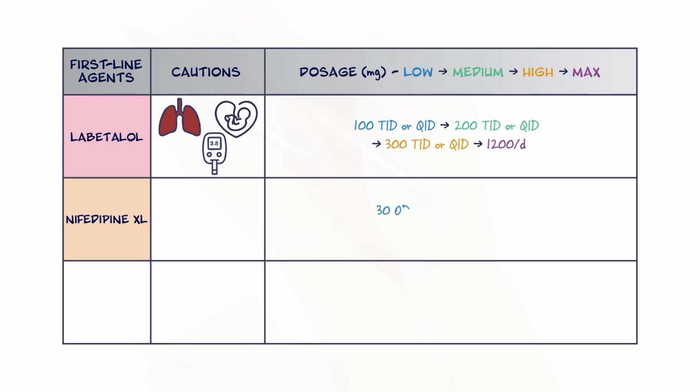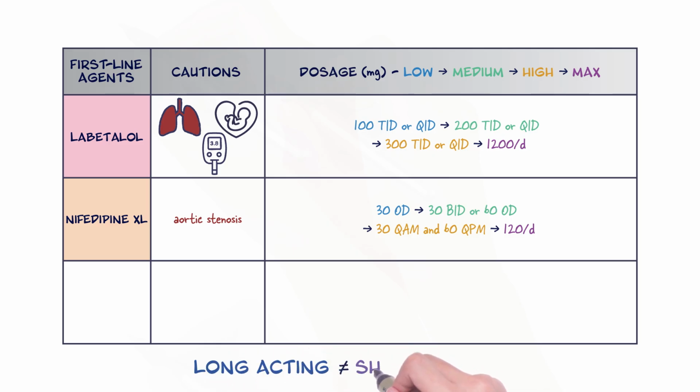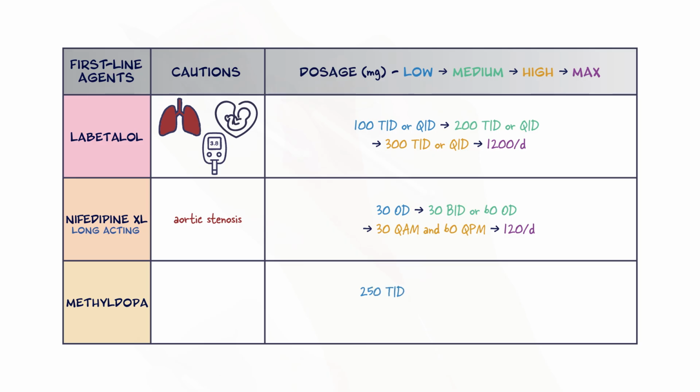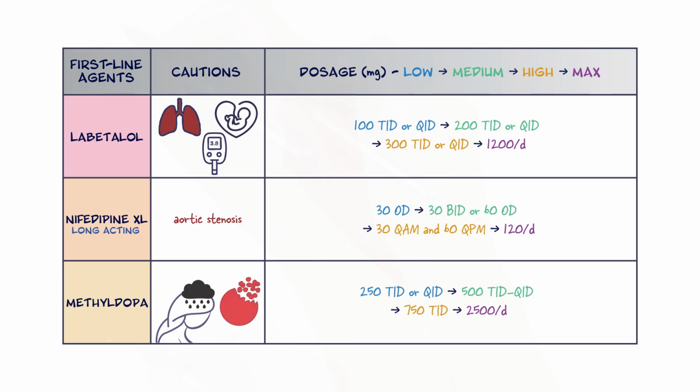Nifedipine XL can be started at 30 milligrams daily and increased as needed up to 60 milligrams every 12 hours. It is contraindicated in severe aortic stenosis. As well, it is important to note this is a long-acting formulation and should not be confused with the short-acting form, which we will discuss in a later slide. Methyldopa can be started at 250 mg TID and increased up to 750 mg TID. This medication, however, may cause maternal depression and rarely hemolytic anemia, so monitoring for this side effect is recommended.